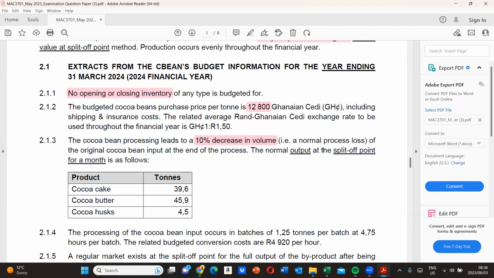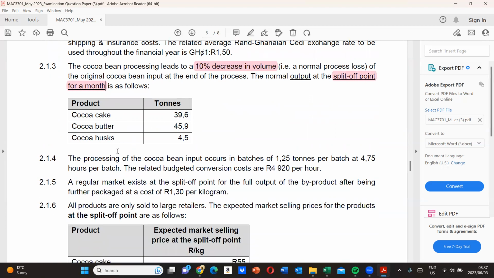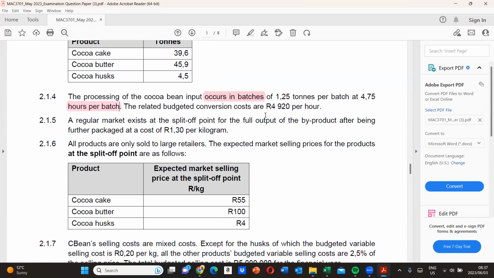The normal output at the split-off for a month is as follows. So we have cocoa cake at 39.6 tons, cocoa butter 45.9 tons, cocoa husk 4.5 tons. The processing of the cocoa bean input occurs in batches of 1.25 tons per batch and 4.75 hours per batch. The related budgeted conversion cost is 4,920 per hour.